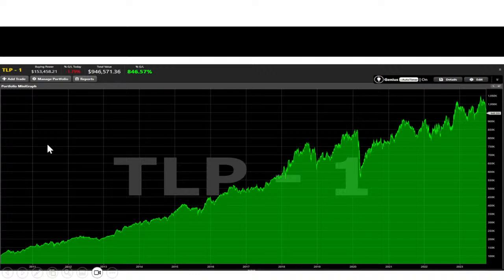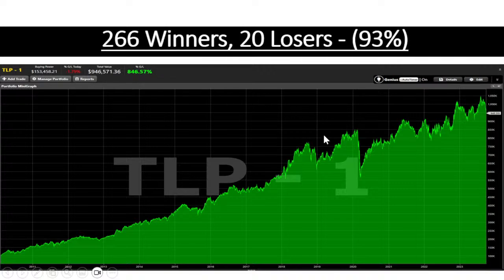Now let's get into, okay, how much money am I making? Forget about winning percentage. How much money am I making? What you're looking at here is a long-term portfolio from February of 2010 pretty much all the way to current. You can see the results: 846% gain, 93% winning trades, 266 winning trades, 20 losing trades.